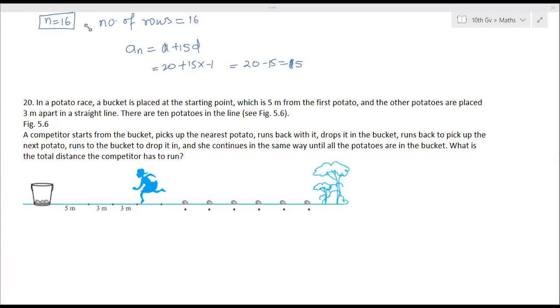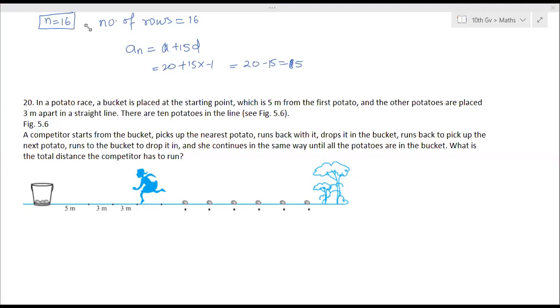Tia, are you there? Yes, ma'am. What is this question? It's easy to explain. Can you? Yes, ma'am. We'll have to take the AP double because she's running back and forth.